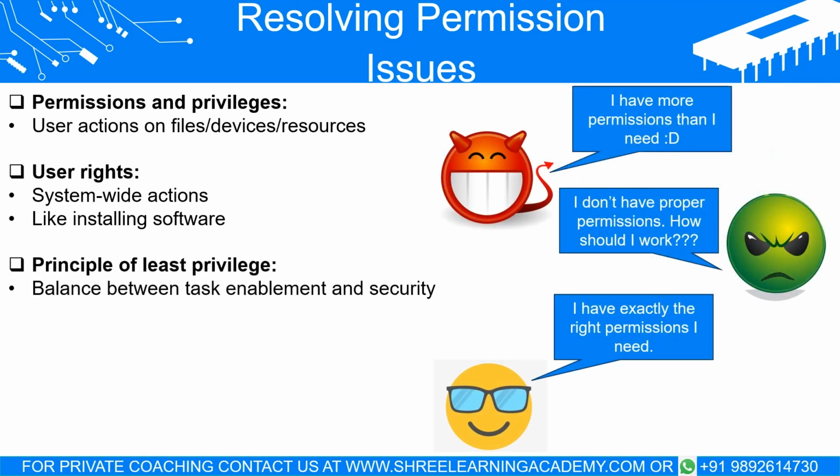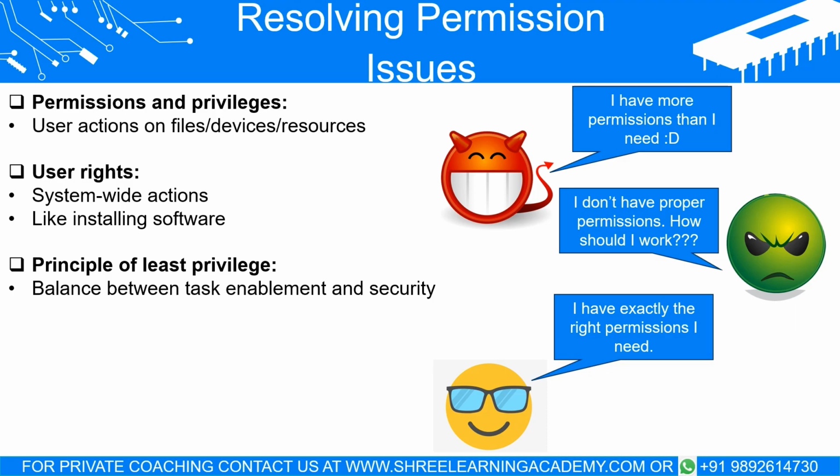The principle of least privilege. When it comes to assigning permissions and privileges, one key concept is the principle of least privilege. This means that the user should only be granted the minimum level of access necessary to perform their task. If someone only needs to read documents to do their job, they shouldn't have the ability to delete or modify those documents. Balancing task and security can be a bit tricky.